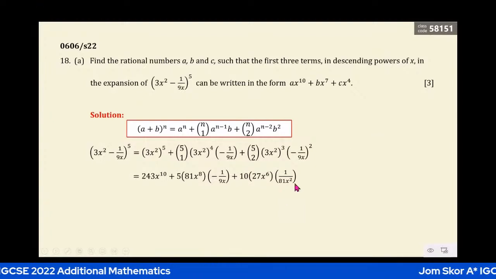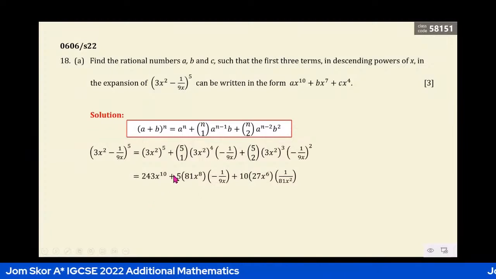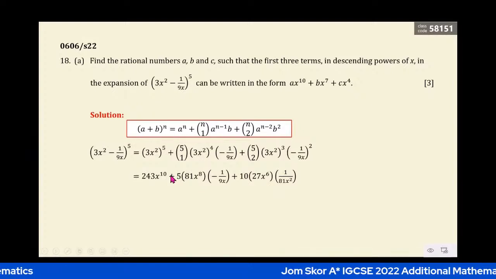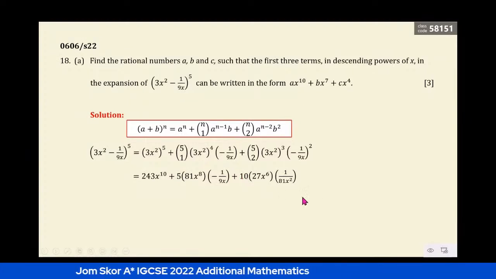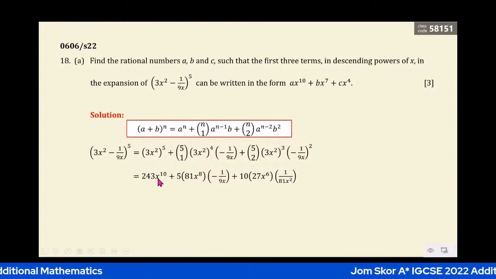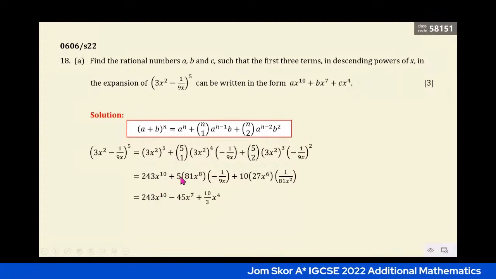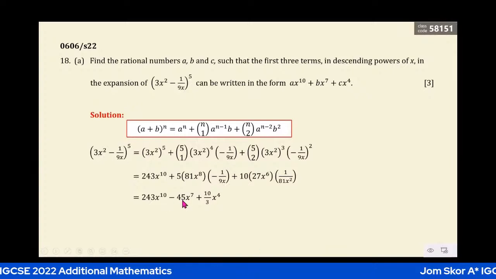Right. So yang ini, you use your calculator. I advise you to use calculator to avoid any mistake. Sebab soalan macam ni, dia sebenarnya soalan tu tak susah. Cuma dia agak banyak benda yang you all nak kena consider, and then tendency untuk buat kesilapan tu ada besar sikit lah. Alright. So this 243 x to the power of 10 settle. But this one 5 times 81 times negative 1 over 9, you will get negative 45.